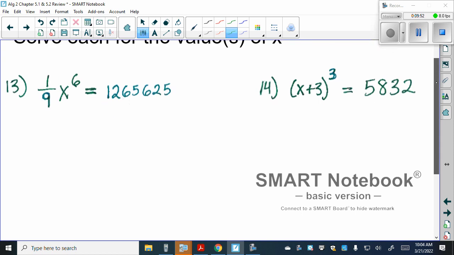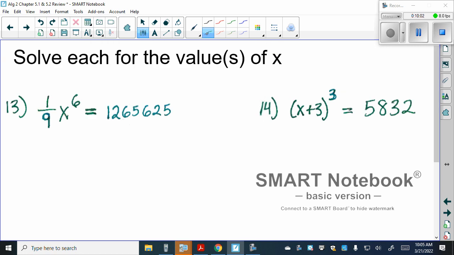All right, for 13 and 14, we want to find the value or values of x. So we need to solve. And when we solve these here, we're really doing the same thing we did for the square root method, trying to get the variable or set of parentheses to the exponent by itself, and then taking the root. Well, for number 13, we have 1/9 times x to the 6 is equal to 1265625. Well, we need to get rid of the 1/9 first.